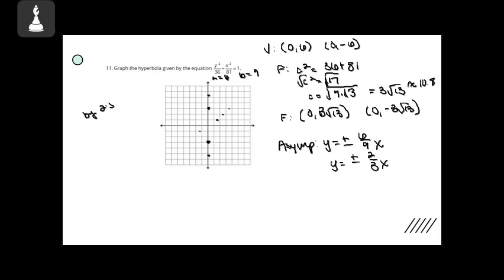Hold on. Up 1, 2, 3, that should be there. There we go. Because I should be 9 away from this one. So 2, 4, 6, 8, 9. There it is. It kind of makes a little box here that your asymptotes go through. And lastly, make your hyperbola.